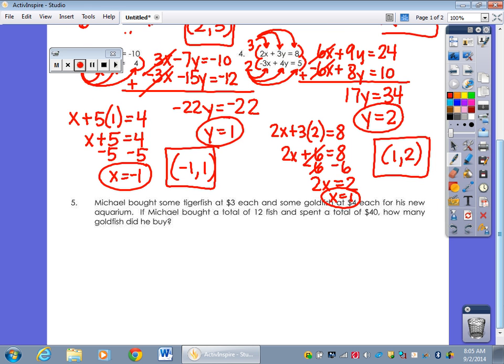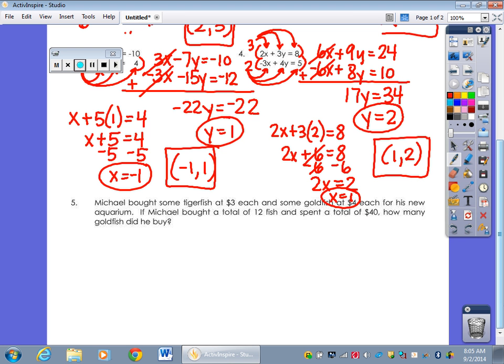All right, and now for the word problem. Michael bought some tigerfish at $3 each and some goldfish at $4 each for his new aquarium. If Michael bought a total of 12 fish and spent a total of $40, how many goldfish did he buy? Remember, the first thing you need to do is figure out what your variables are going to represent.